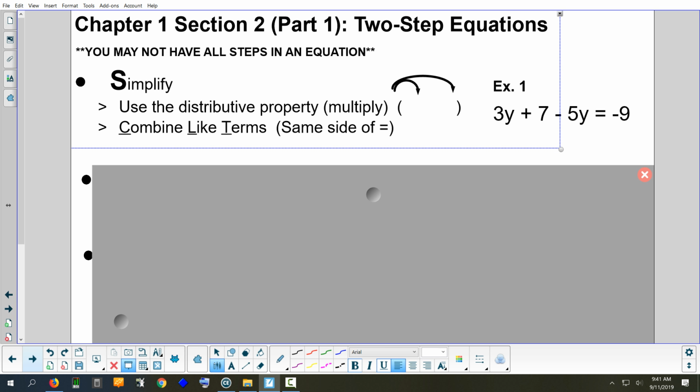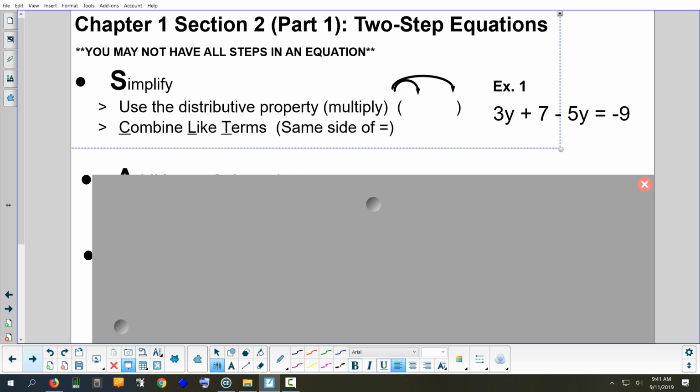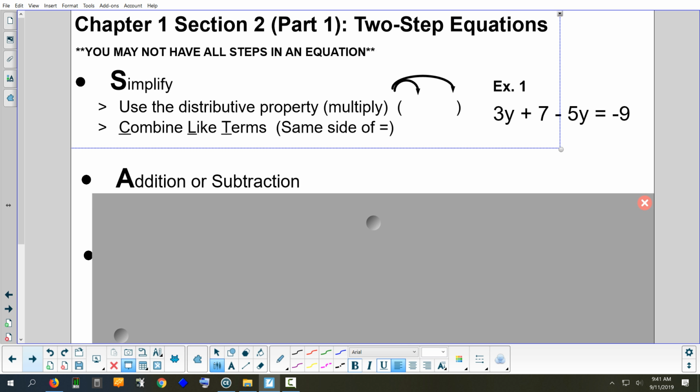All right, now once we do that, we're ready to start moving stuff from side to side. So the next step is any addition or subtraction. If there's any adding or subtracting that you need to do to get x by itself, this is where we'll do it.